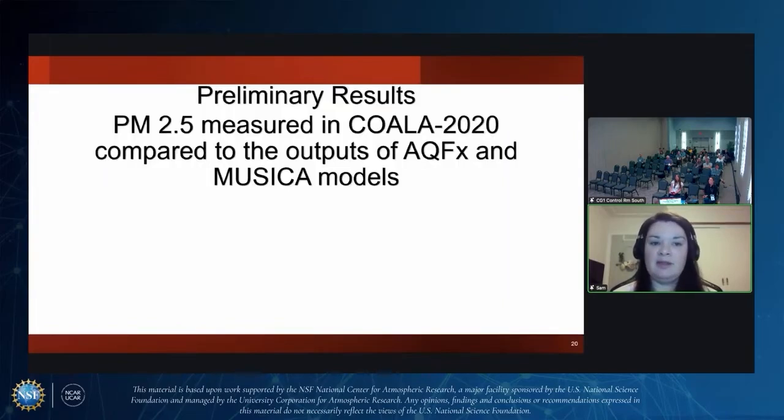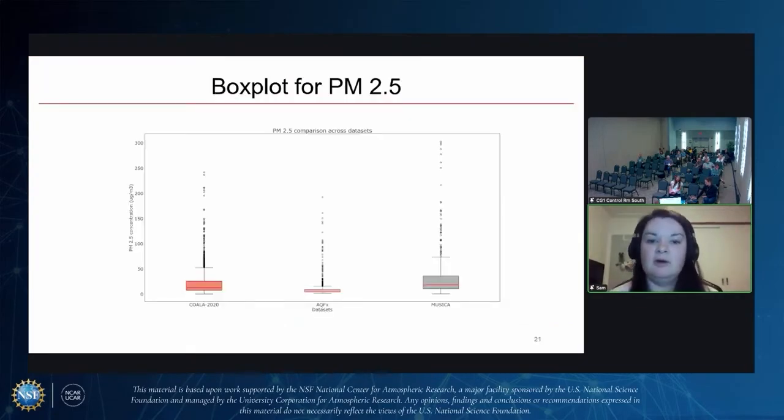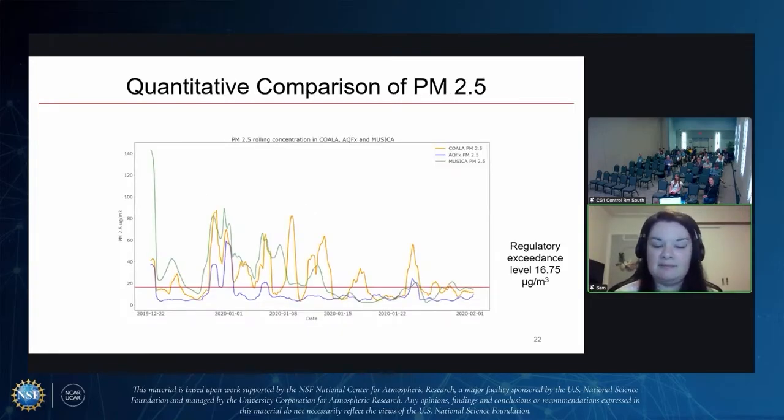And I'll just quickly run through the results for the PM 2.5 as well. I've done the exact same analysis with PM 2.5 and presented those results here. With the box plots, the AQFX model in this instance had a much lower spread of data, and it was often under-reporting the PM 2.5. And Musica came much closer to representing the actual concentrations of PM 2.5 in the atmosphere.